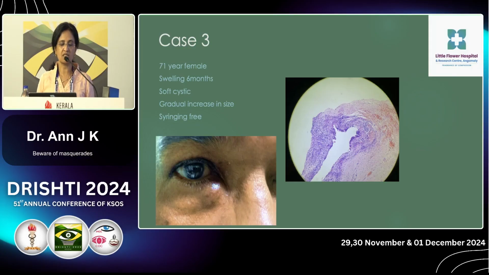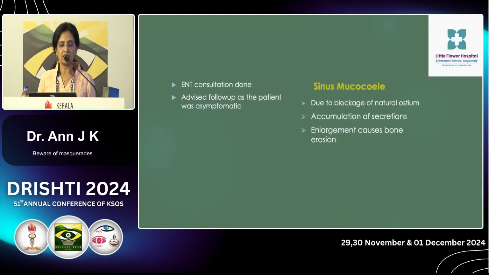There was a cystic mass with mucopurulent content inside, and this lesion was going inferiorly and medially. I traced it as far as I could, and I excised it. The histopathology report came as infected cyst wall lined with respiratory mucosa. ENT consultation was done, but they advised follow-up as the patient was asymptomatic at that period.